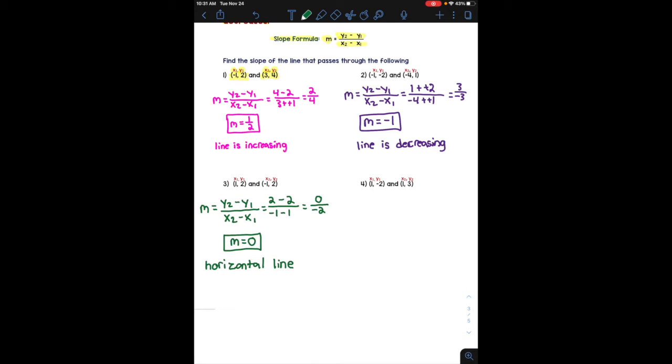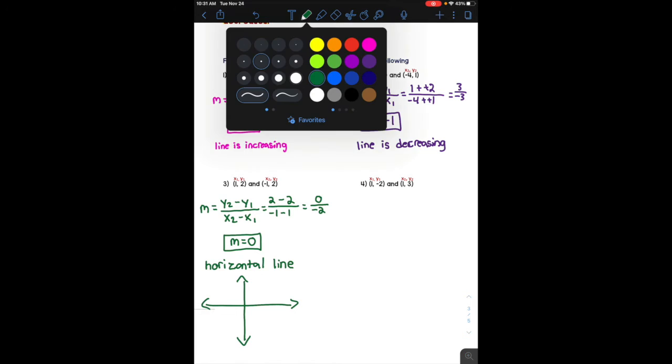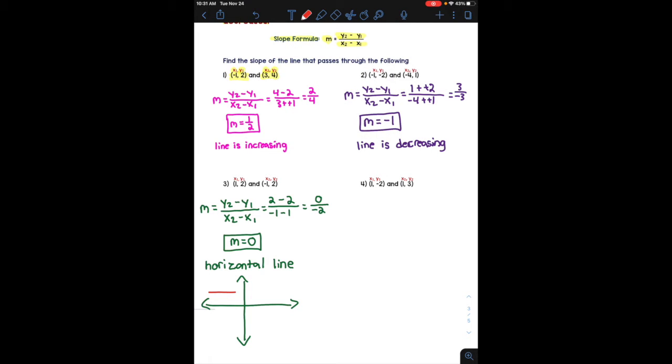A line with a slope of the value 0 is a horizontal line. That is a line that is parallel to the x-axis. For example, the line could look like this, horizontal.